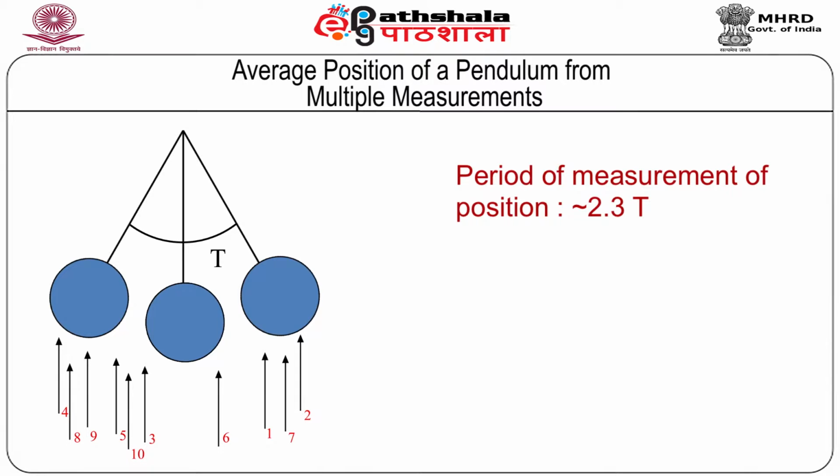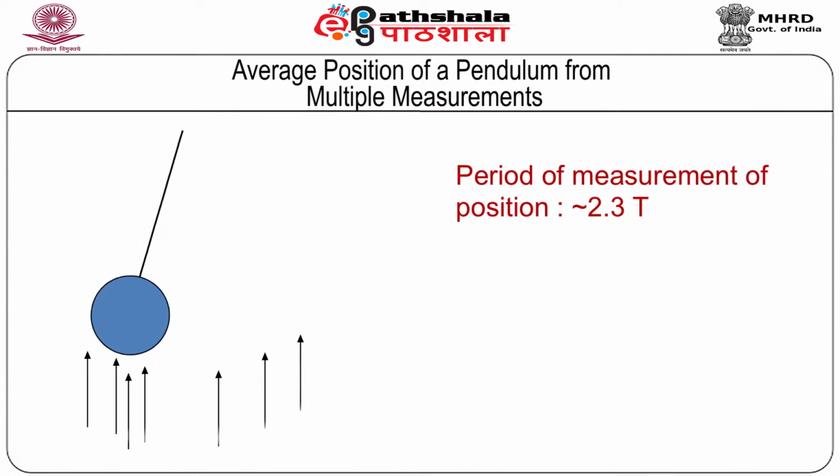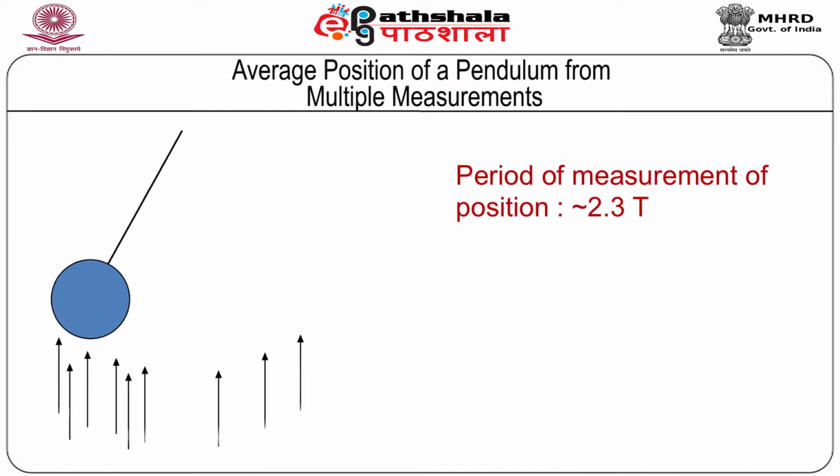and then take the position from the camera of the pendulum's motion, then it will appear that the first picture was taken when the pendulum was at this point. The second picture was taken when the pendulum was at this point. The third picture was taken when the pendulum was at this point. The fourth one when the pendulum was here, the fifth one when the pendulum was here, and so on.